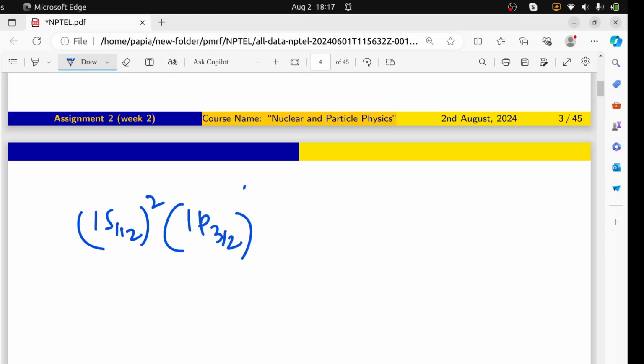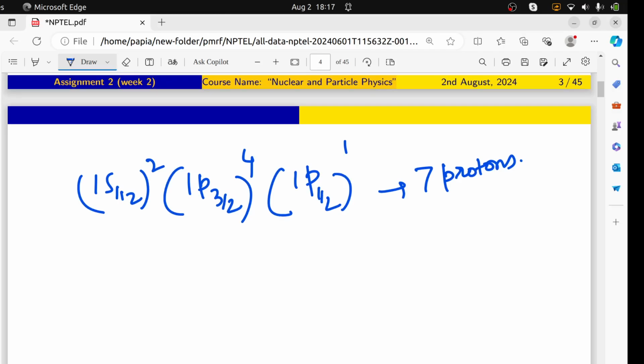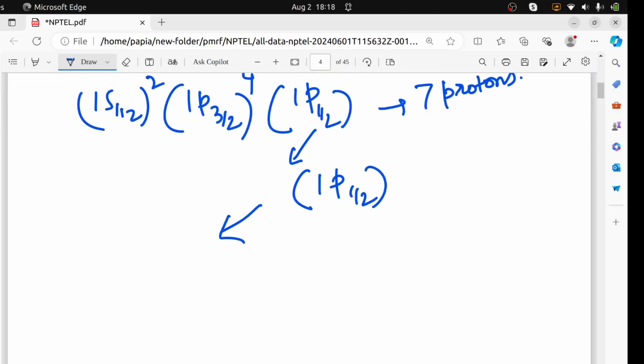1p 3/2 4, then 1p 1/2 1, because 2 plus 4 is 6 and plus 1 is 7. So this is as a whole 7 protons. Okay, so which one is the main responsible nuclear state? Main responsible nuclear state is 1p 1/2. Now how much knowledge can we get from this nuclear state? Obviously the n is 1 for this nuclear state.